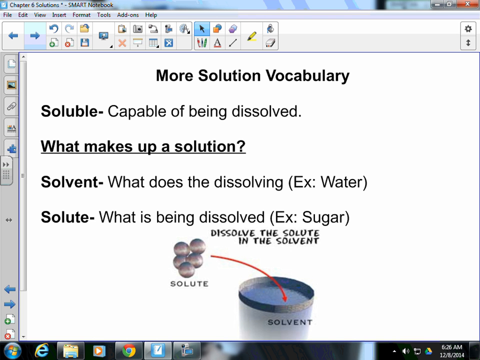So those are the big ideas in this chapter. Solvent, solutes, and our introduction to solutions.